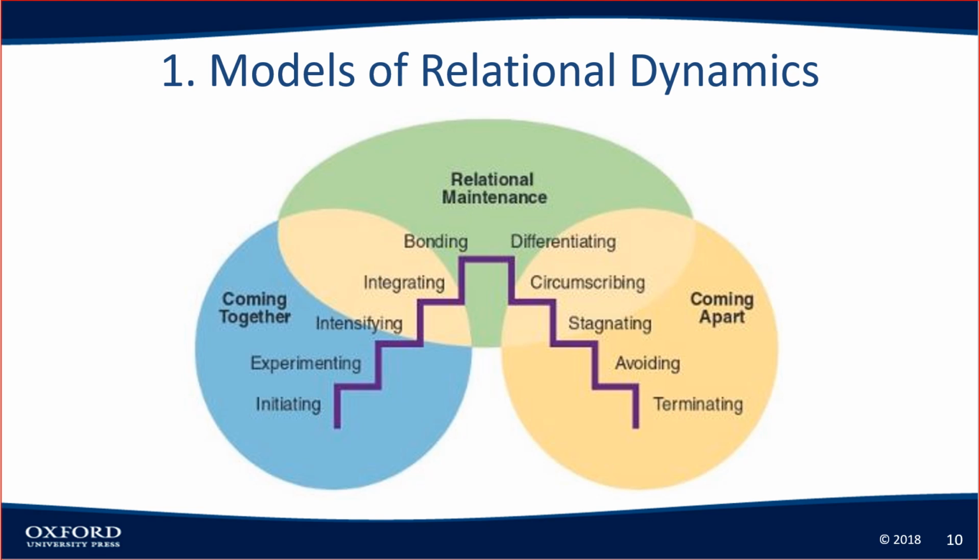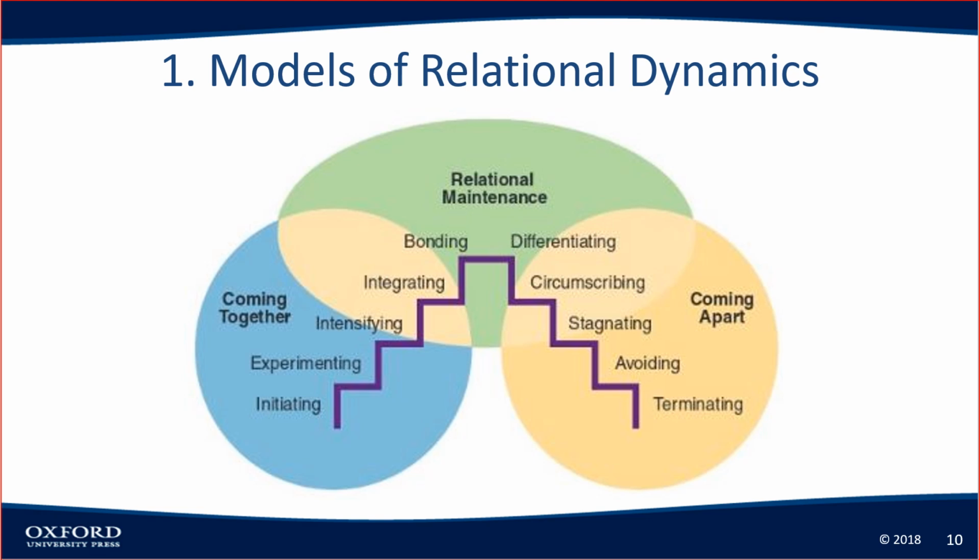Now, in relational maintenance, notice that we go from integrating to bonding to differentiating and circumscribing. Those are the four top in that model that you kind of go back and forth. It doesn't mean the relationship's ending, it's just the pulls or the tensions that take place. And so you might have a bad day, and then by the evening you make up and you work it out. So differentiating occurs when partners start to reestablish themselves.